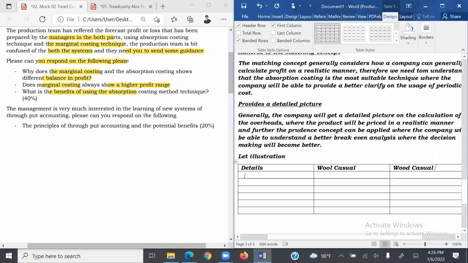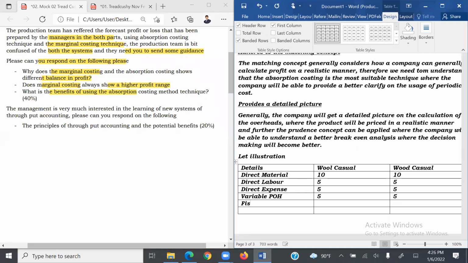So students, if you observe here, direct material, let's make it 10 and 10. Basically almost the same. Then I'll put here direct labor, again 5 and 5. Then direct expense, again 5 and 5, and then variable production overhead, that's going to be 5 and 5.